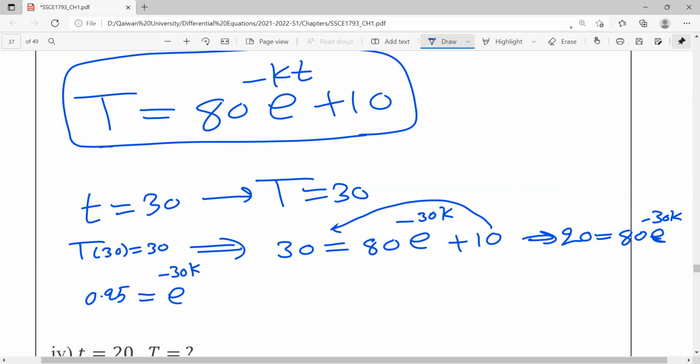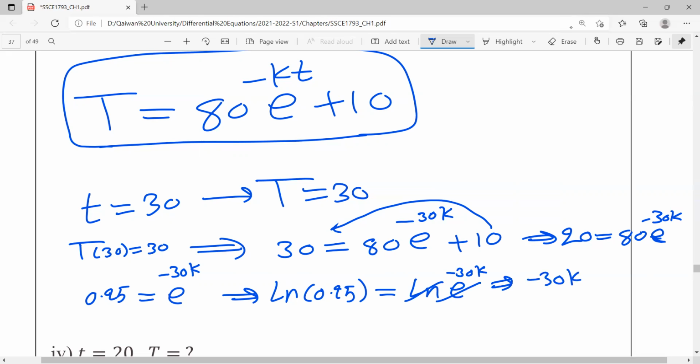Now, to find K, K is the exponent of e. How to take it down? Yes, by taking ln, because ln and e are inverse to each other. So you take ln for both sides. You say ln 0.25 equals ln e to the power minus 30K. These two cancel out, and here we get minus 30K equals ln 0.25.